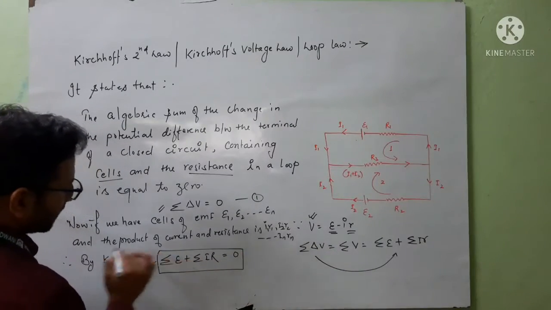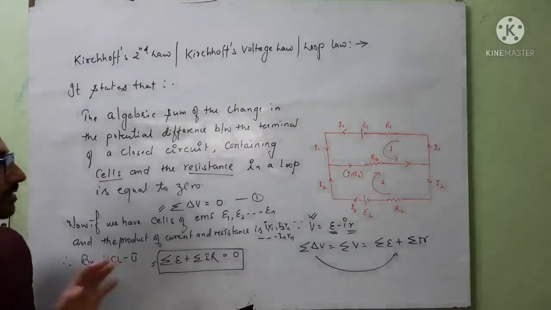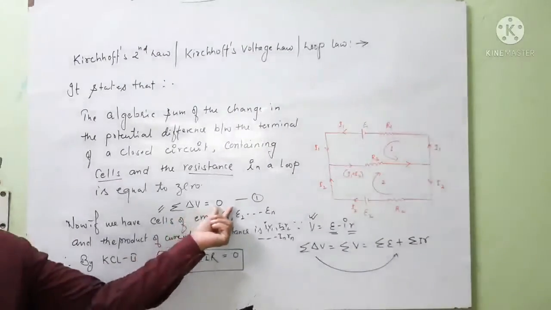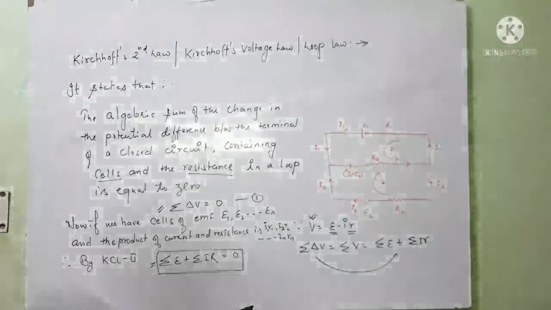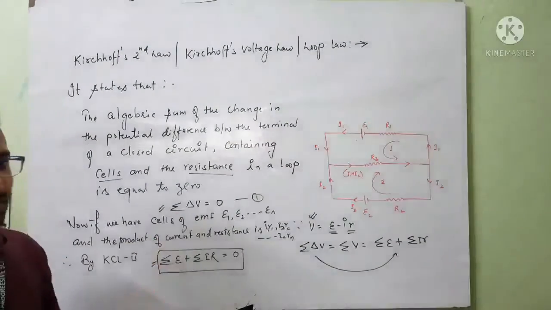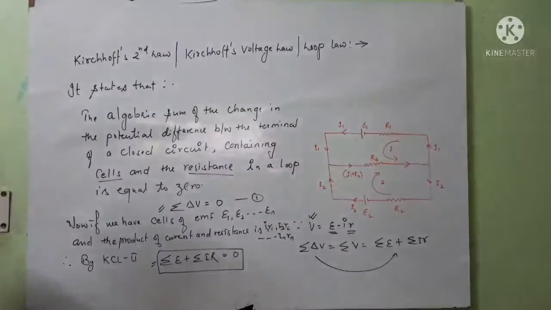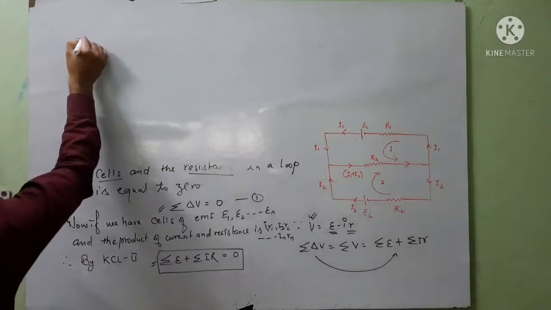Now after this we can see that delta V is equal to 0. So the second law of Kirchhoff obeys the law of conservation of energy. Got it? So it obeys the conservation of energy.